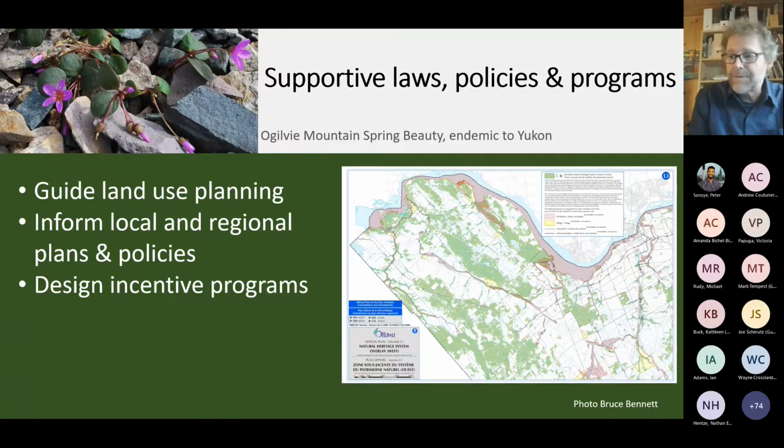KBAs can also be used to focus programs that support farmers, ranchers, and landowners through stewardship support and tax incentive programs to help recognize and reward the thousands of acts of private land stewardship for nature that occur across Canada every day.